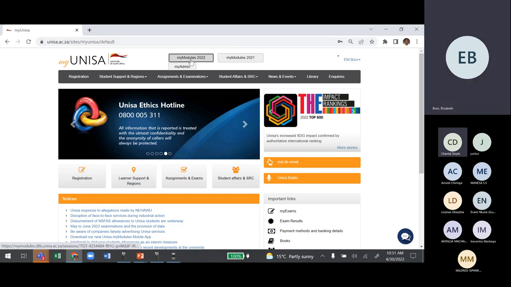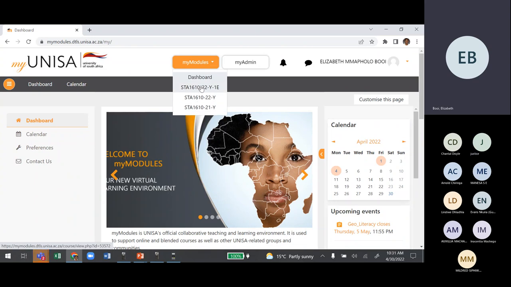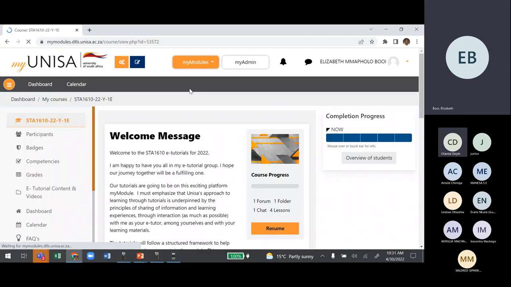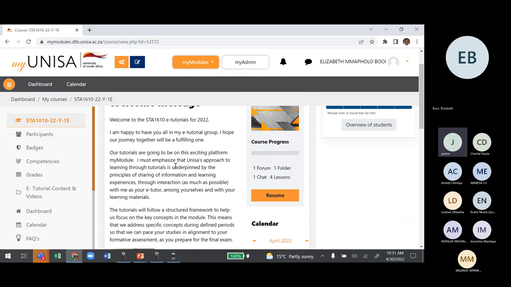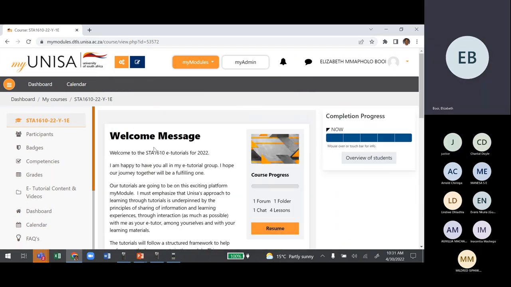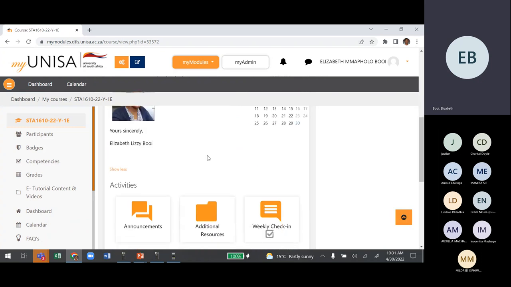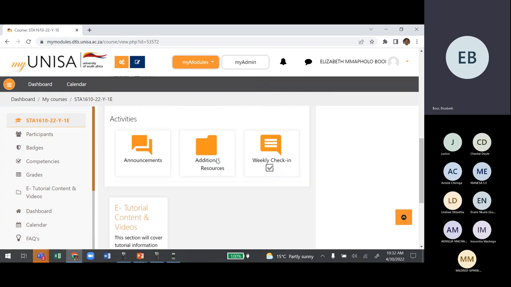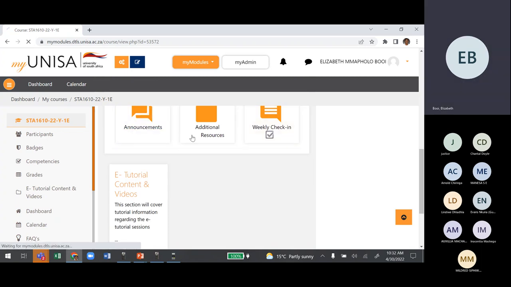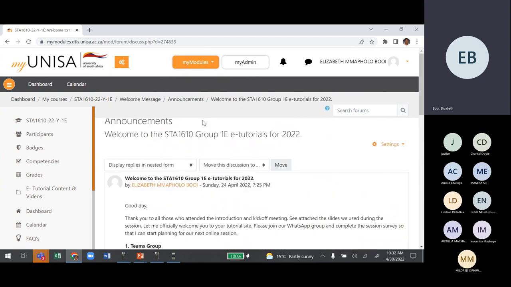Which module are you in? What is the code for your module, for your e-tutor class? Maybe you are in my group. I am in Statistics 1501. Yeah, so you can see this is my e-tutor site. The students in my tutorial site should have already received the announcement I posted, because I already started with them last week. It gives them all the information that they need to know about the tutorial. That is why I'm saying you need to check who your e-tutor is.